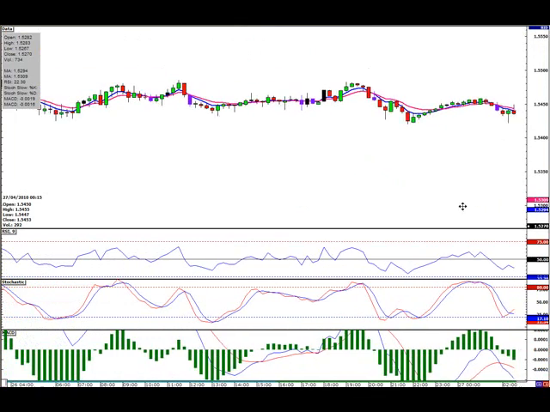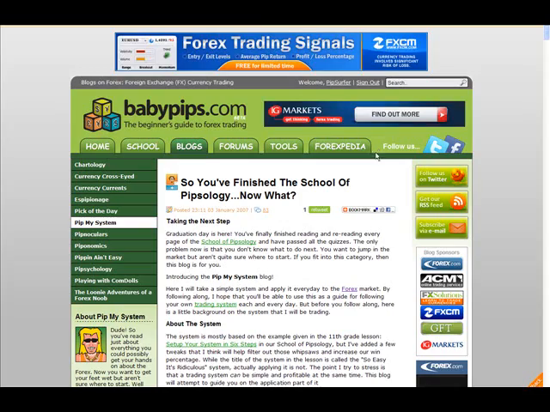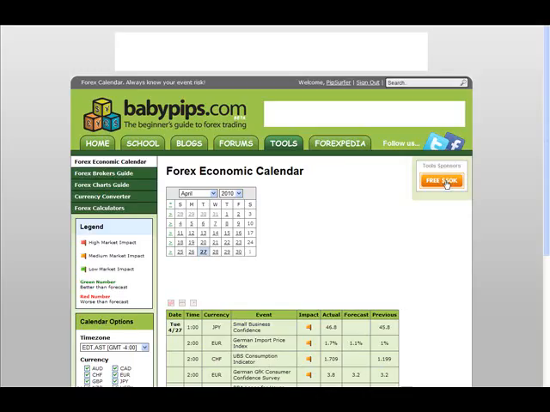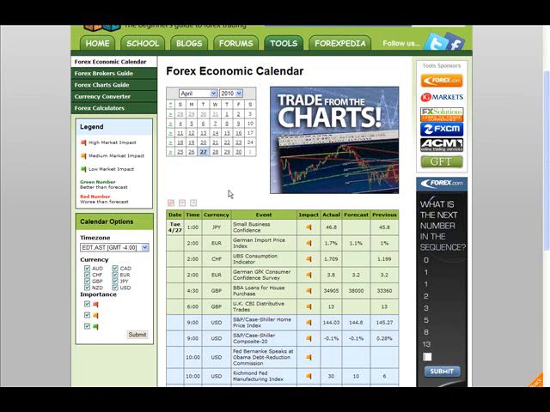Alright, so now I'm on my 15-minute chart, and this is where we're actually going to make entries and where we're going to spend a good portion of our time. I've moved it back to before midnight. But before I start trading, I want to take a look at my news events for the day. You can just go to babypips.com and click on the Tools tab. It's going to automatically bring up the news events for the day, but just double check it.